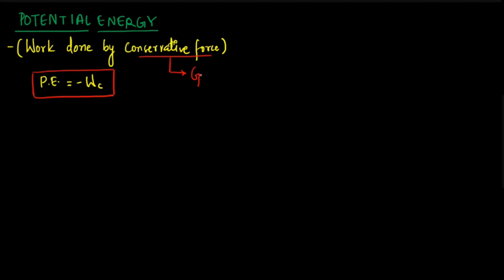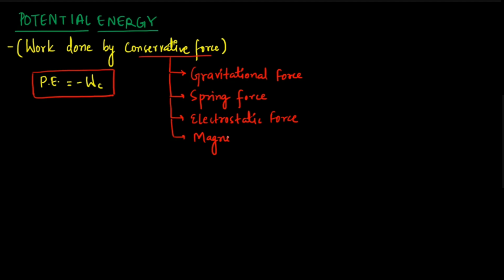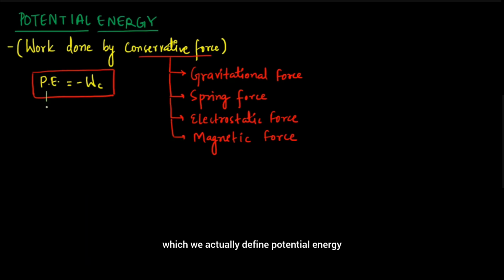of conservative forces. First is gravitational force, another one is spring force, or you can call it elastic force. Then we have electrostatic, which is a force that acts between different charges. And then we have magnetic force. Apart from these four forces, there is no other such force for which we actually define potential energy.